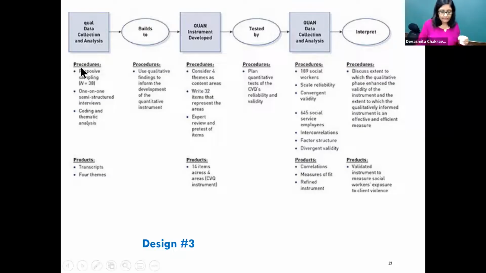What happens in the first step? You start with your qual data collection and analysis. It leads to a quant instrument developed. It's tested by the quant data collection and analysis, and finally you interpret it. Let's look at it this way.